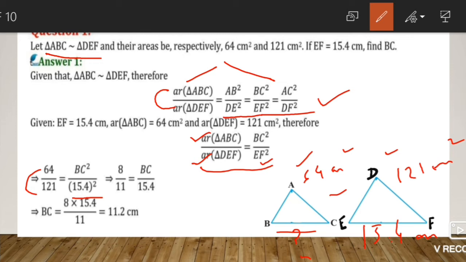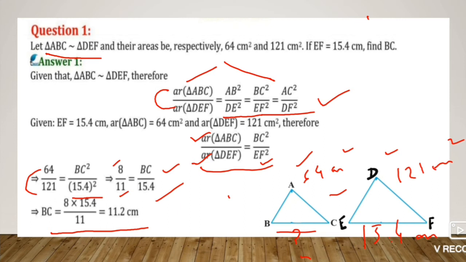As you can see, 64 and 121 both are perfect squares. That's why you can write BC by 15.4 is equal to 8 by 11. If you do the cross multiplication you will get the value of BC. BC will be 11.2 centimeter. In this way you have to solve question number 1.